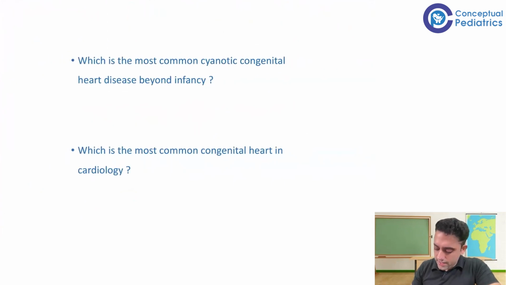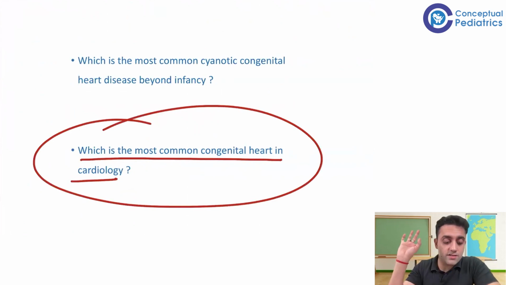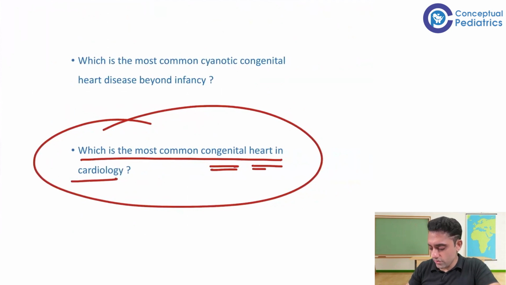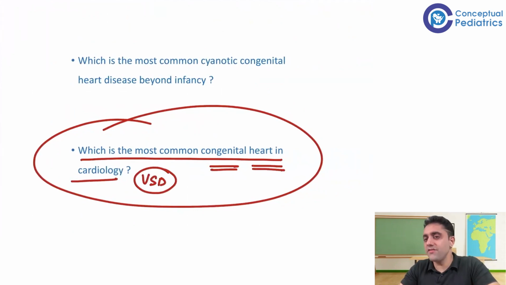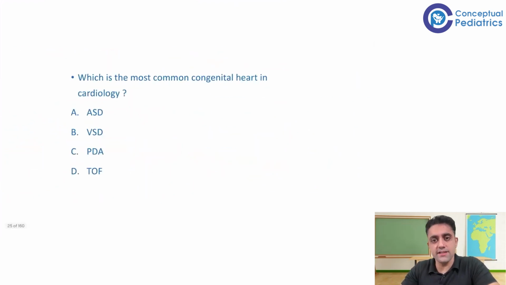Which is the most common congenital heart disease in the full cardiovascular system? The most common congenital heart disease in full cardiology is VSD. The examiner here has not asked cyanotic or acyanotic. The examiner is asking which is the most common congenital heart disease in full cardiology. The answer is VSD. The most common cyanotic at day of life 1 is TGA. Otherwise, it is TOF. Done.